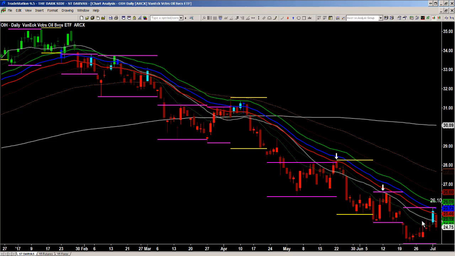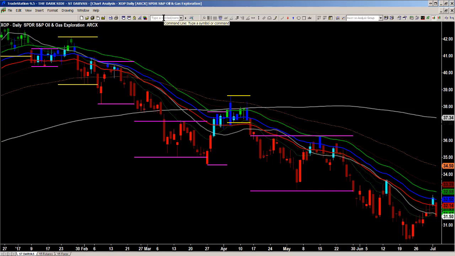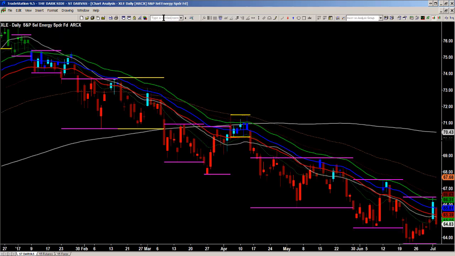OIH is actually in many ways, to me, a better way to understand where crude is heading. In fact, I'll go so far as to say crude is going to continue to head down lower as long as OIH, XOP, you can throw XLE in there as well, until the heavier weighted stocks within these names start to show strength of their own. Crude oil is not going to reverse the downtrend.